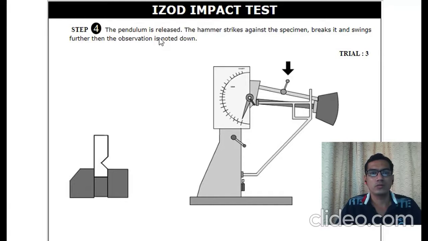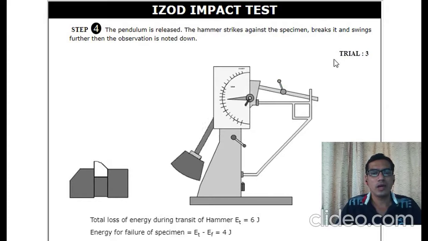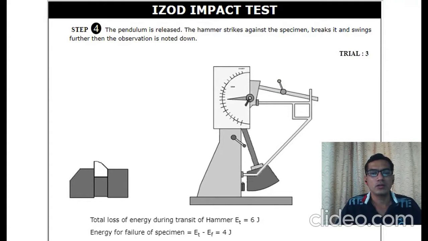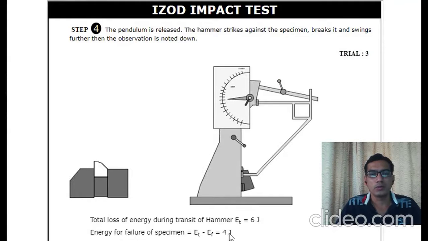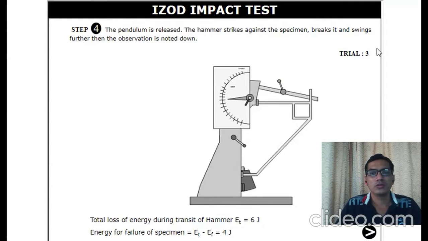What we have to follow in this step is to release the pendulum, then the striker will strike the sample and we have to note down whatever the reading is. So release the pendulum and you will get the total loss of energy as 6 joule. The energy for failure therefore will be 4 joule. So this is trial number 3.